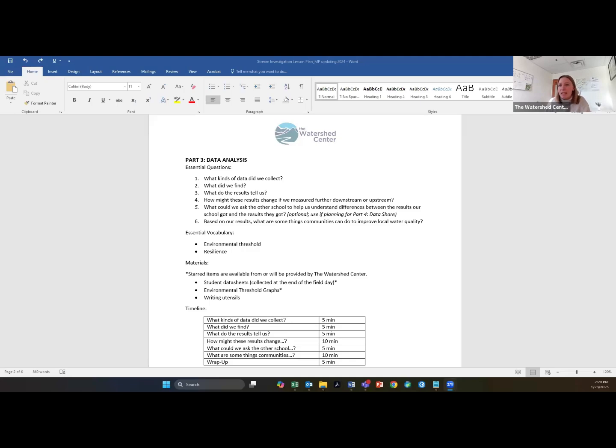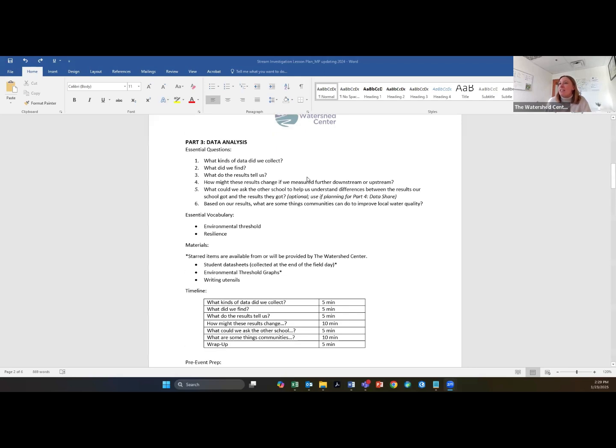So I'm going to share my screen with the lesson plan, and it might look slightly different than when you're accessing this, depending on whether we make some small updates or not, but the whole flow should stay pretty consistent.